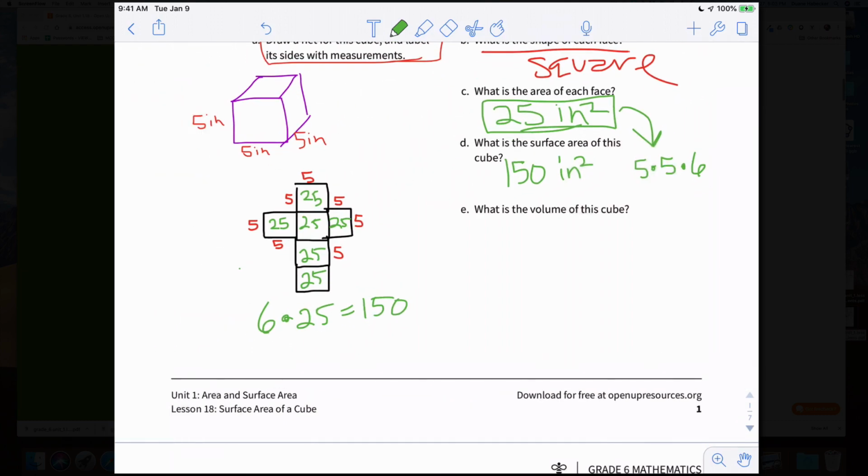Now the question is, what is the volume of this cube? Well, in this case, it's going to be 5 times 5 times 5, and then it's going to be inches cubed, or cubic inches. So 125 inches cubed. Now, why is that?